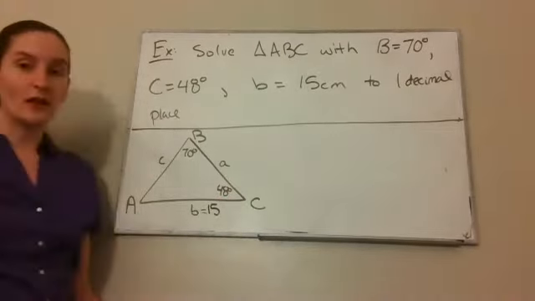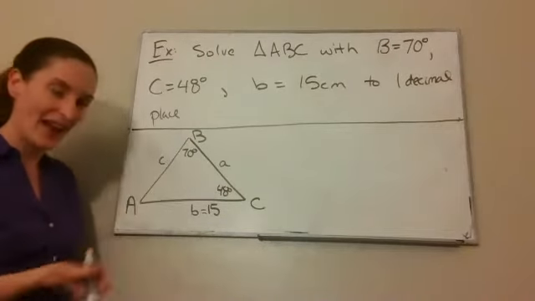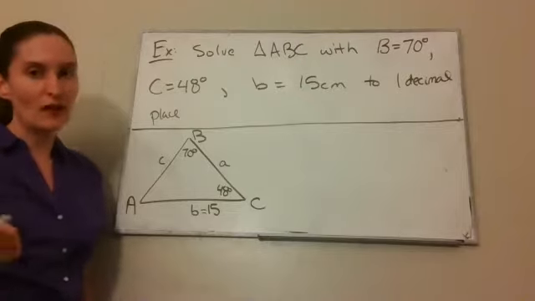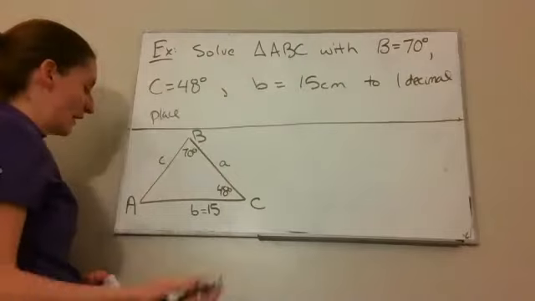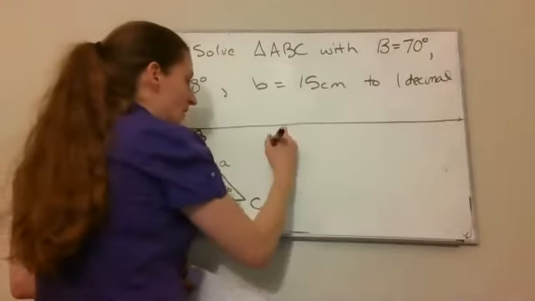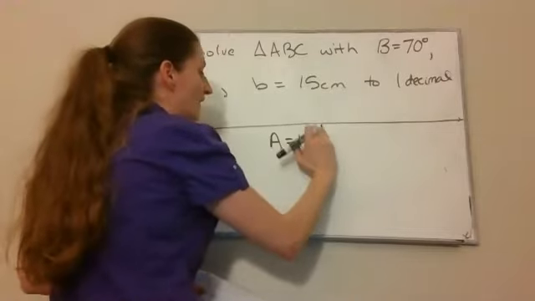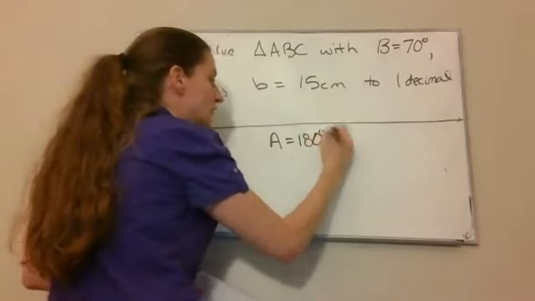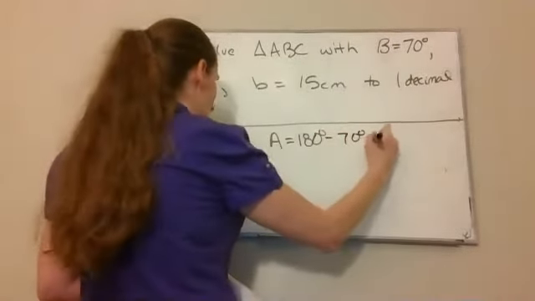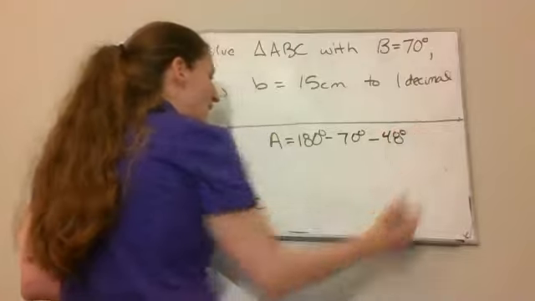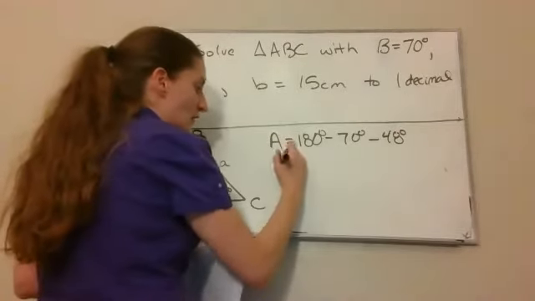Now let's figure out everything else that we need, which is side a, side c, and angle A, using our law of sines and other things that we already know. For instance, I'm going to find angle A by using the fact that there are 180 degrees inside of a triangle. So I have 180 degrees minus 70 degrees minus 48 degrees is equal to my angle A. So angle A is 62 degrees.